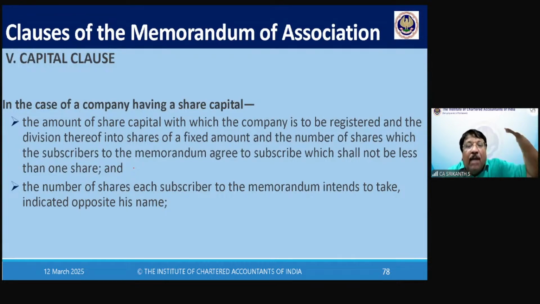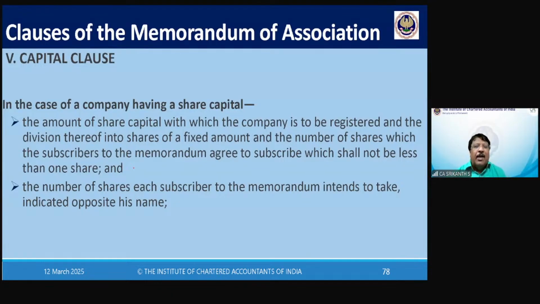This is the maximum amount up to which, listen to me, you will clearly understand. This is the maximum amount up to which the company can issue shares to the public or to the shareholders. Maximum. So if the authorized capital of the company mentioned in the memorandum capital clause is 10 lakh shares of rupees 10 each, then the maximum amount which the company can collect nominal value is 1 crore. Nominal value they can collect is 1 crore. That is the authorized capital.